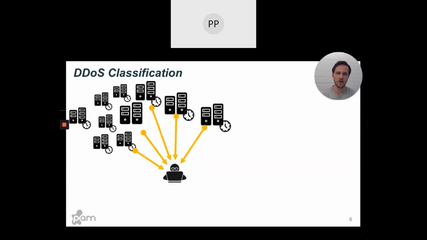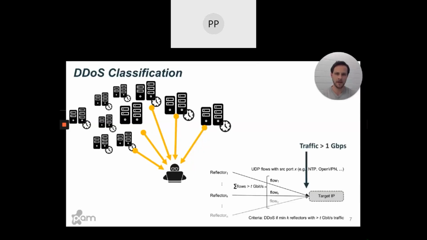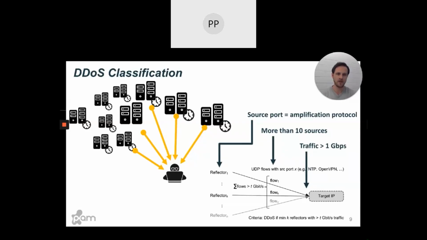So how does our classification work? We focus on known amplification protocols. Here you see NTP servers, and we say that it's very unlikely that you see high traffic volumes from these types of protocols and servers to a single target. So in more detail, our classification works as follows. If a target receives more than 1 gigabit of traffic, which is a very, very high filter criterion, but we wanted to have as few false positives as possible. This is the first filter criterion. The second is it has to be from more than 10 sources. And the third is it has to come from a known amplification protocol.